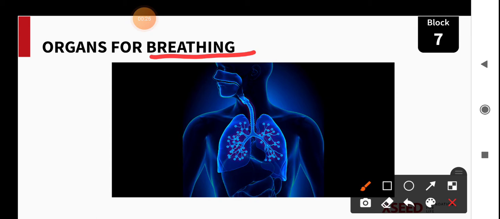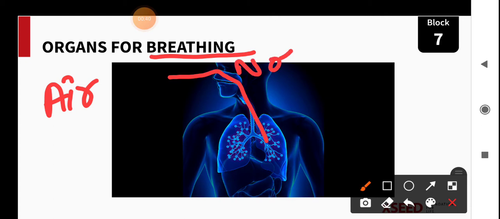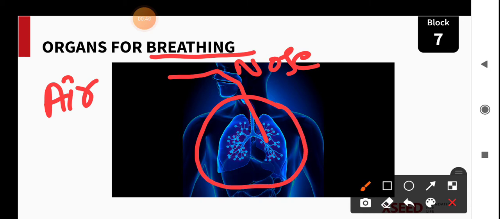process. Breathing means taking air into our body. All around us, the air is present. That air we are taking into the body with the help of our nose. So, the nose is helping to take the air into our body. Along with the nose, there are different organs helping, all together forming the respiratory system. So, you are learning about the organs which are helping in the breathing process. We'll see in today's class.